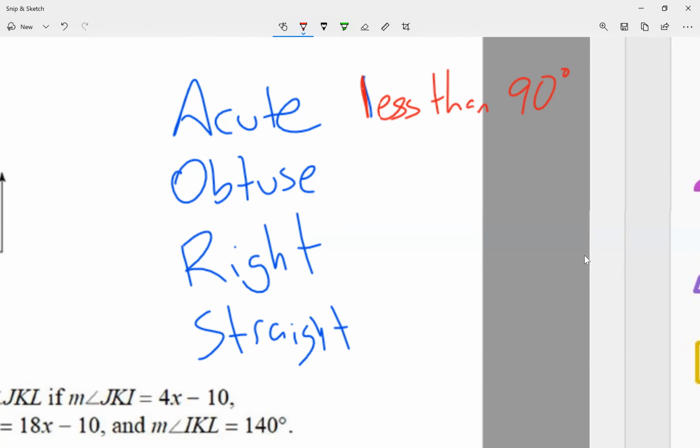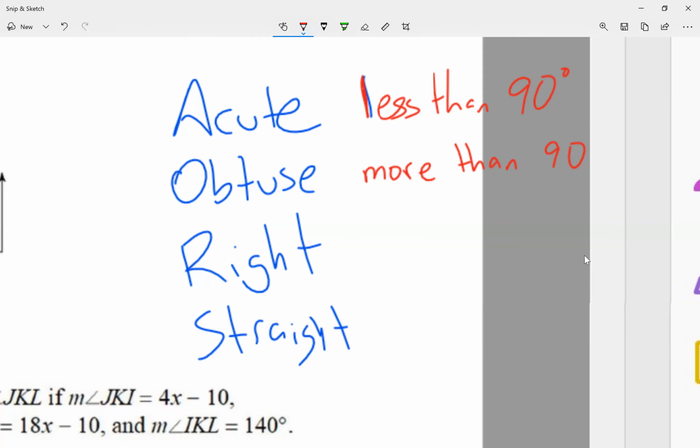Now, obtuse are big angles. So we're going to say more than 90. Now, angles cannot be negative. So when it comes to acute, we said less than 90, but we cannot be negative, right? So a number between 0 and 90. Now, obtuse could be more than 90, but the biggest it could be is 180, okay? So there's a limit to how big they can be. So any number between 90 and 180.